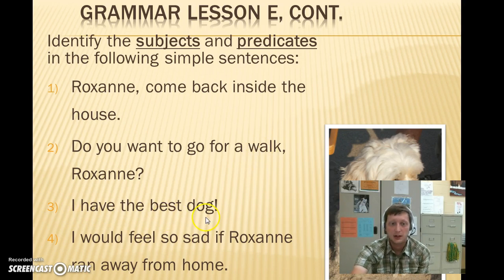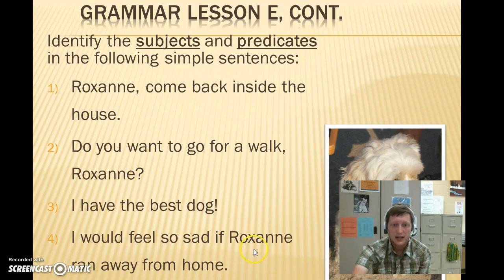I have the best dog. What's our subject? I, yes. Have the best dog, predicate, right? Notice, remember, predicates again start with that verb: have, want, come back, okay?